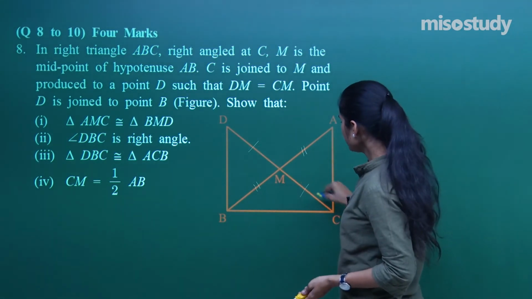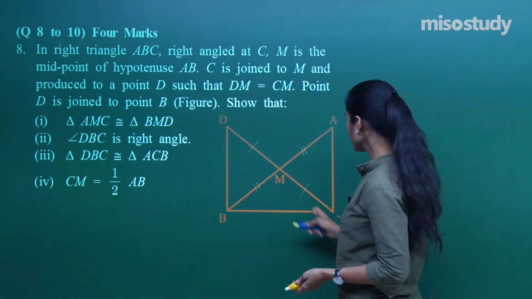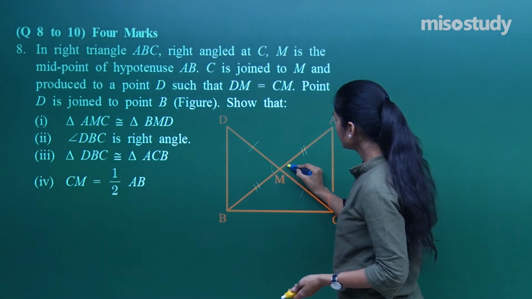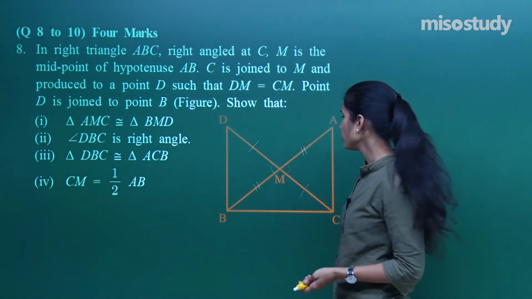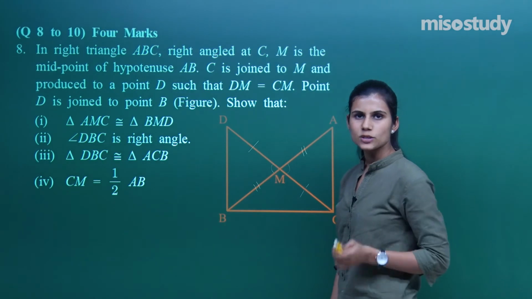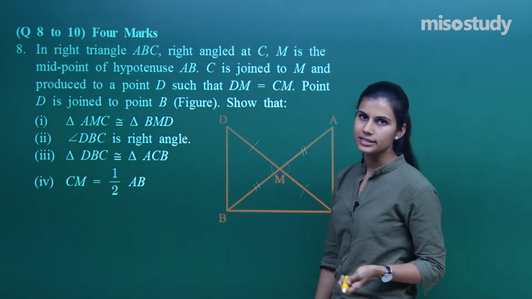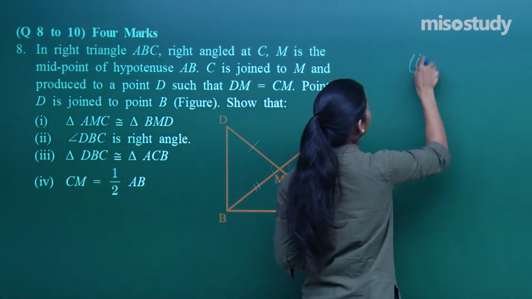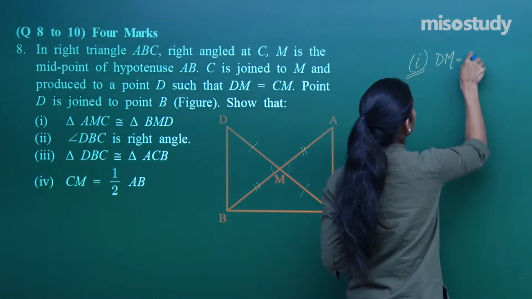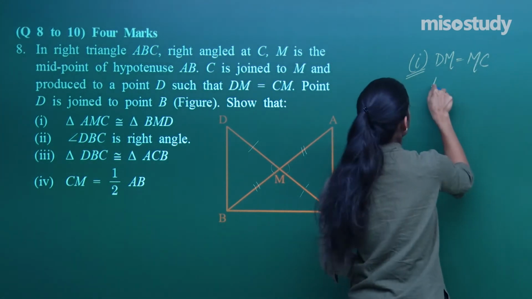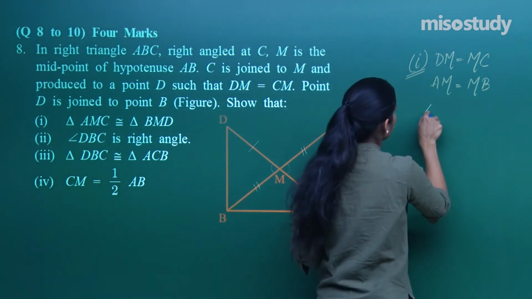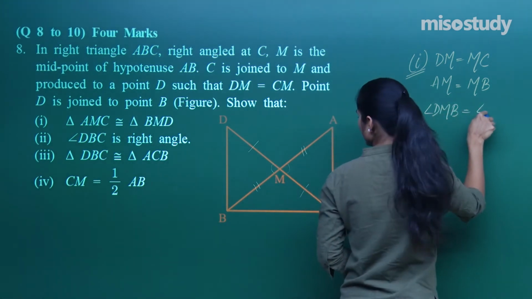If I talk about triangle AMC and triangle BMD, you can clearly see DM is equal to MC and AM is equal to MB. Moreover, these two angles that you can see are vertically opposite angles which are equal, and therefore by SAS, two sides equal and one included angle equal, by the SAS congruence rule these two triangles are congruent. Your first part is done. So I have DM is equal to MC, AM is equal to MB, and angle DMB is equal to angle AMC.